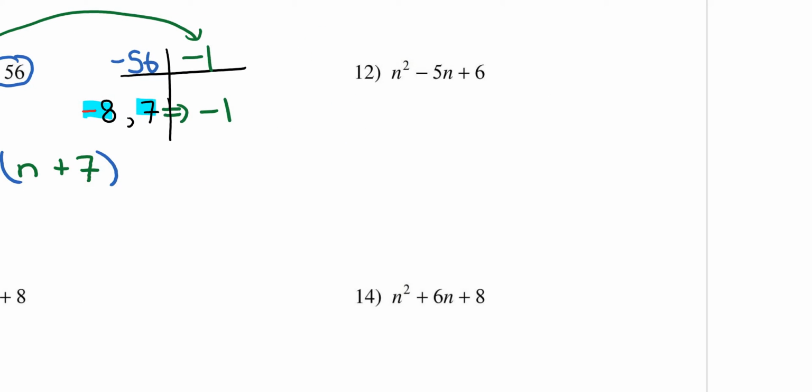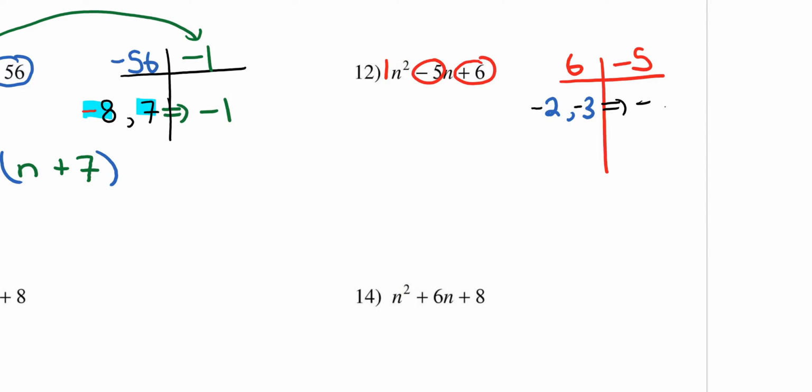Great. Moving on to question number 12 here. I think we now get the hang of these kind of problems, so we can go right ahead and set the t-tables right away. 6 and negative 5. Two numbers that multiply to 6 and combine to negative 5. I'm thinking 2 and 3. And since I need negative 5, both numbers should be negative. So negative 2 times negative 3 gives you 6, and negative 2 minus 3 gives you the negative 5. So the final answer here would be n minus 2 and n minus 3, and these numbers are the numbers inside the bracket.